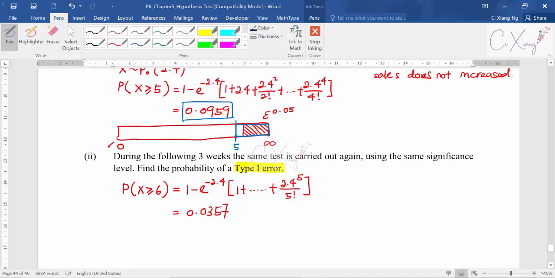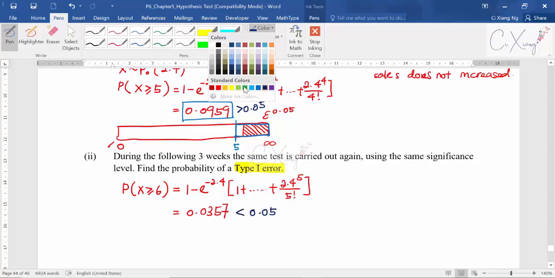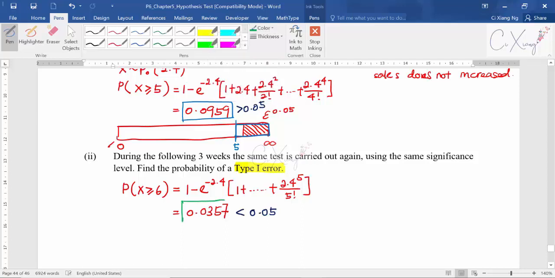This value 0.0357 is actually smaller than 0.05, and just now the one for 5 is more than 0.05. So what does it mean? It means this p-value, if we want to put it inside the diagram that we have just now, the green color area should be a smaller area than 0.05. So which means that the 6 is here already.